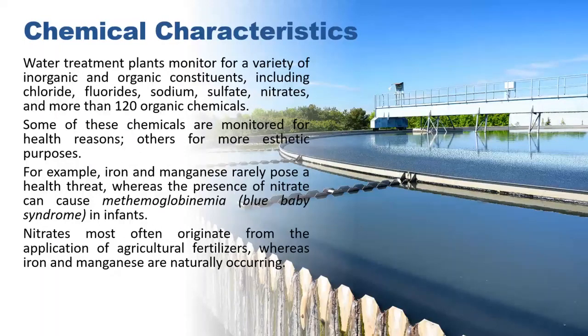Water treatment plants monitor for a variety of inorganic and organic constituents, including chloride, fluorides, sodium, sulfate, nitrates, and more than 120 organic chemicals. However, these chemical species are viewed as contaminants because of their effect on water quality. Some of these chemicals are monitored for health reasons, others for aesthetic purposes. For example, iron and manganese rarely pose a health threat, whereas the presence of nitrate can cause methemoglobinemia, or blue baby syndrome, in infants. Nitrates most often originate from the application of agricultural fertilizers, whereas iron and manganese are naturally occurring.